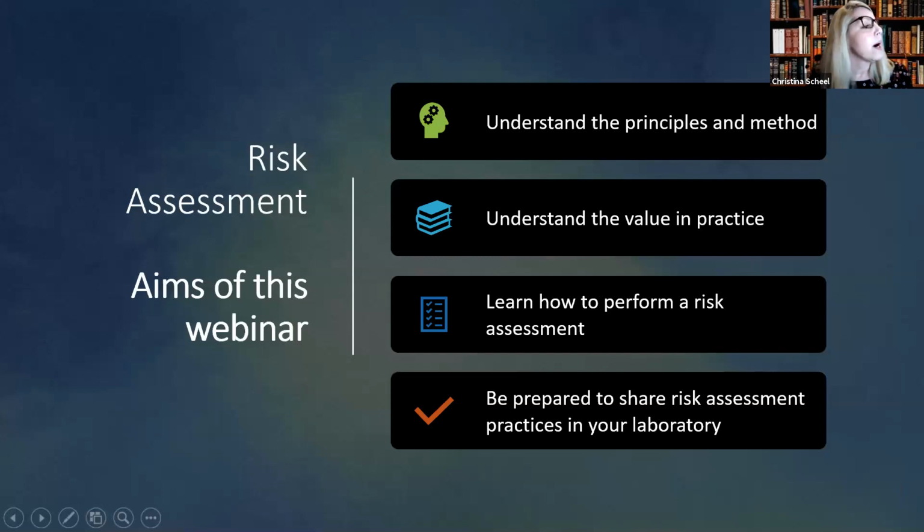Today, my aims and the aims of this webinar are for you to increase your understanding of risk assessment principles and methodology, to show you the value of risk assessment over the traditional prescriptive classification system, to show you how to perform a risk assessment, and for you to feel confident in sharing the information that you've learned with people in your own laboratories and with others.